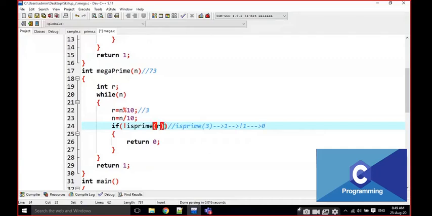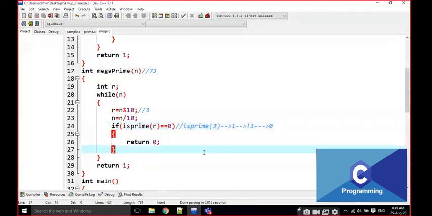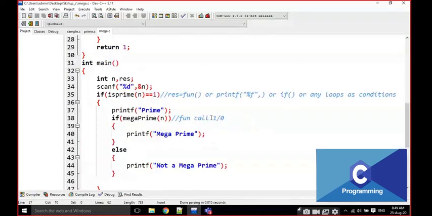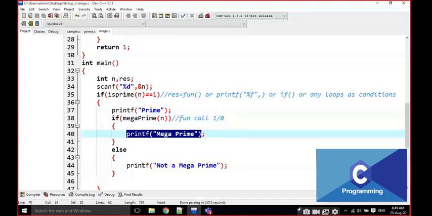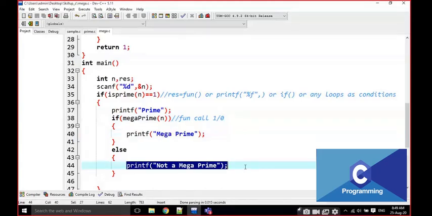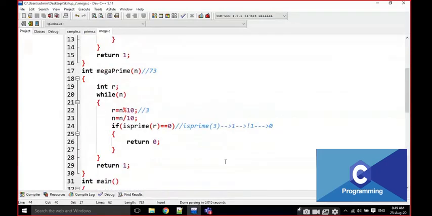This is also very similar to this one. If you do not understand this one, just write this logic. If the digit is not prime, I am returning 0. 0 means it is not a mega prime. 0 refers to not a mega prime here. 1 refers to mega prime. 0 refers to not a mega prime. Okay, note it down.